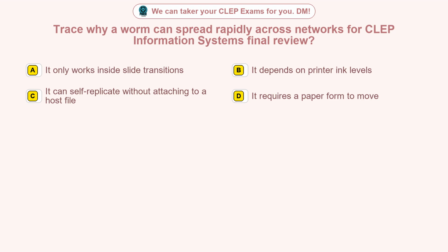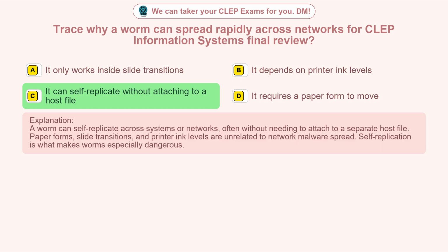Question 40. Trace why a worm can spread rapidly across networks for CLEP Information Systems final review. Option A. It only works inside slide transitions. Option B. It depends on printer ink levels. Option C. It can self-replicate without attaching to a host file. Option D. It requires a paper form to move. The correct answer is option C. It can self-replicate without attaching to a host file. A worm can self-replicate across systems or networks, often without needing to attach to a separate host file. Paper forms, slide transitions, and printer ink levels are unrelated to network malware spread. Self-replication is what makes worms especially dangerous.